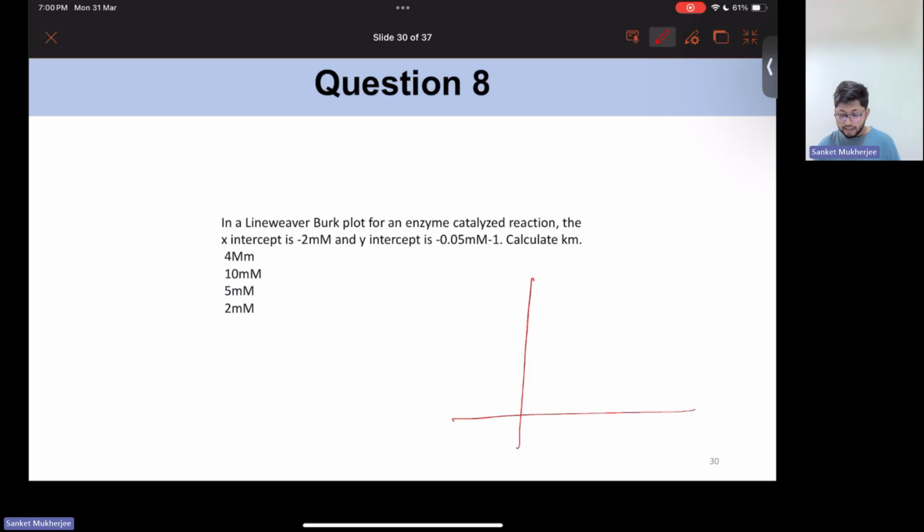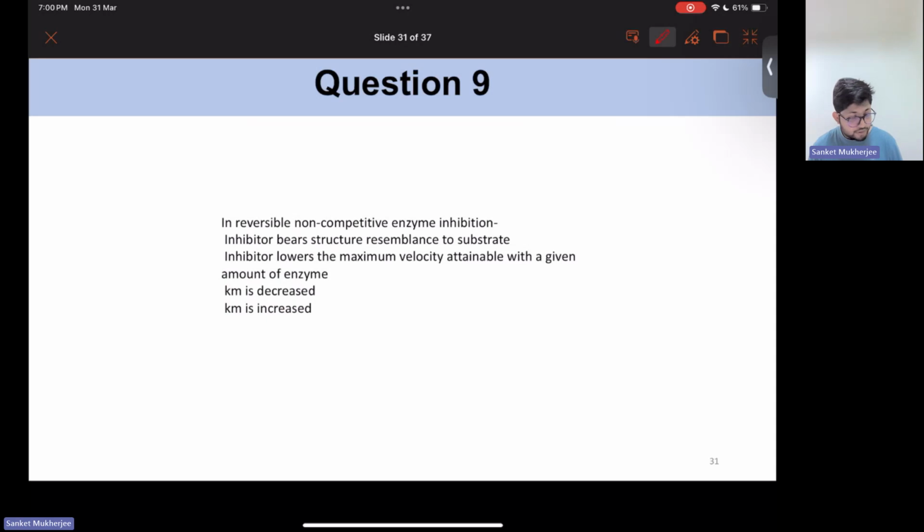So if this is the Lineweaver-Burk plot, the x-intercept is usually the negative of the Km value. It's already given, and it's on the negative axis. So the Km would be 2 millimolar, right? That's the answer. Question 9: in reversible non-competitive inhibition, does the inhibitor bear structural resemblance to the substrate?